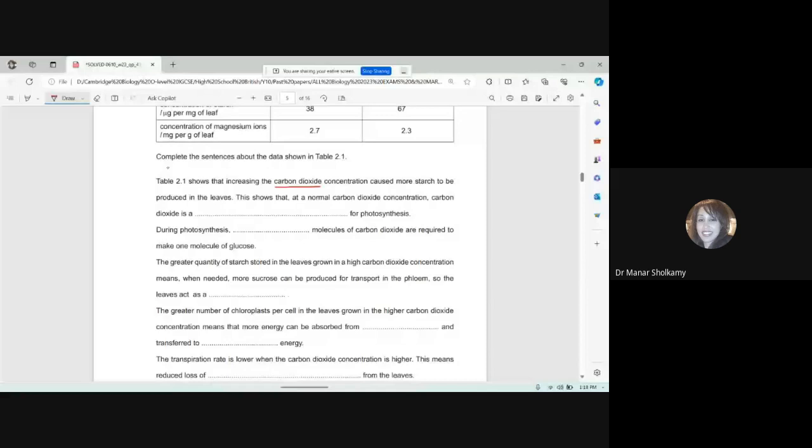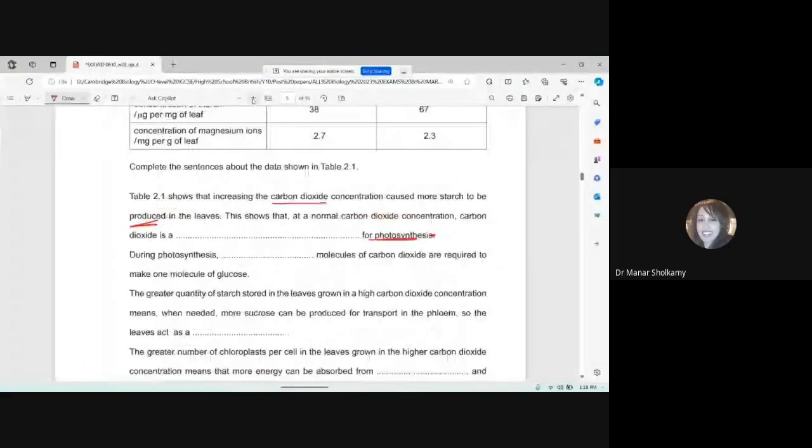Table 2.1 shows that increasing the carbon dioxide concentration caused more starch to be produced in the leaves. This shows that at a normal carbon dioxide concentration, carbon dioxide is a what for photosynthesis? Who will give me raw material? You're not wrong, by the way. Yes, it's correct. Carbon dioxide is a raw material for photosynthesis.